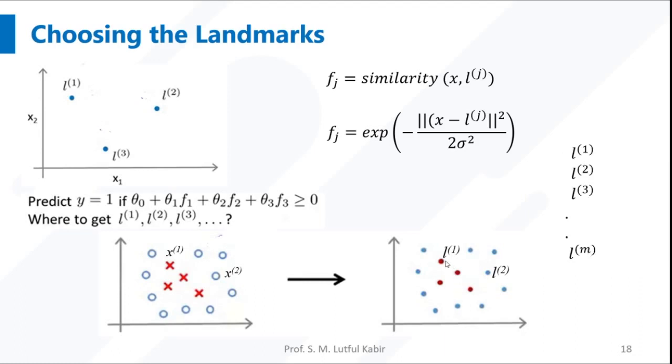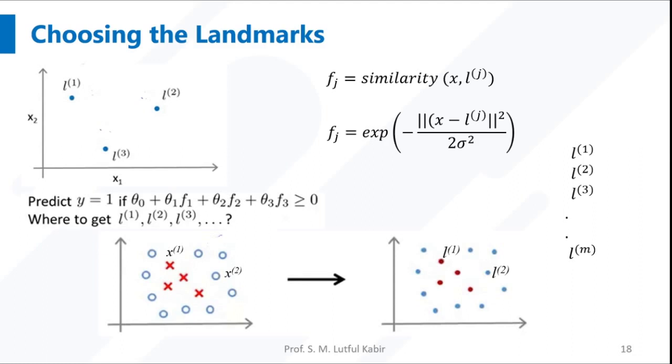Using these landmarks, we have to calculate the features for each and every example. For example, if you have landmarks L1 to Lm, and a single example x1, then we take x1 with respect to L1, x1 with respect to L2, x1 with respect to L3, and so on, up to x1 with respect to Lm. So x1 will now have m features. Previously x1 had two features, but with this concept we convert them to f1, f2, f3 up to fm. So f1 to fm will be the features for a single example.